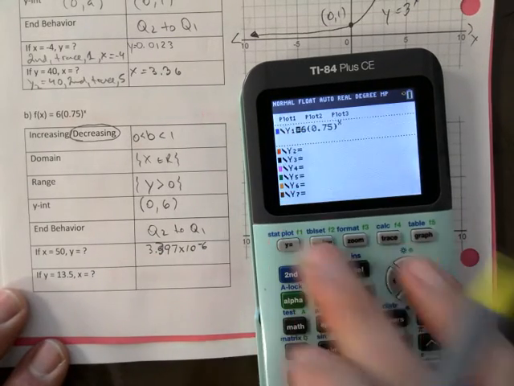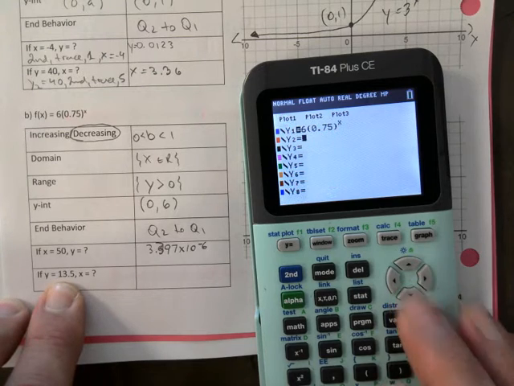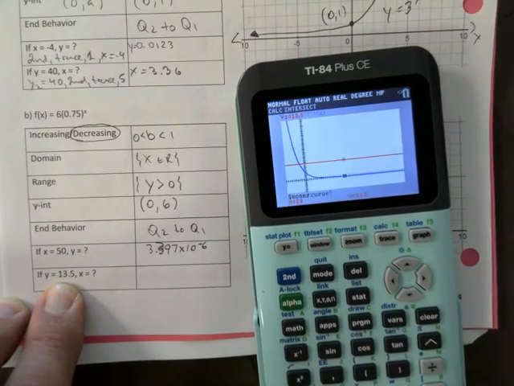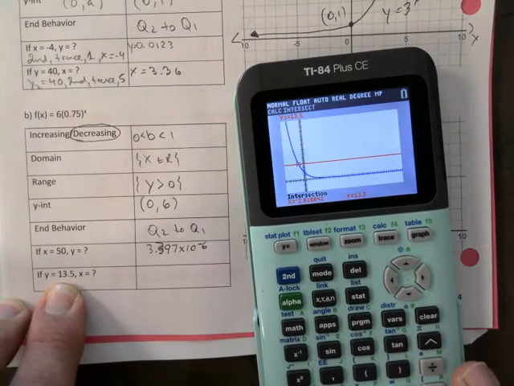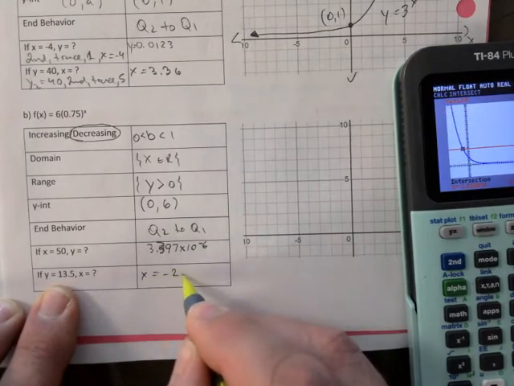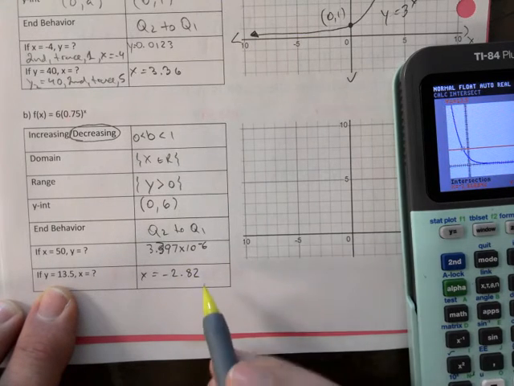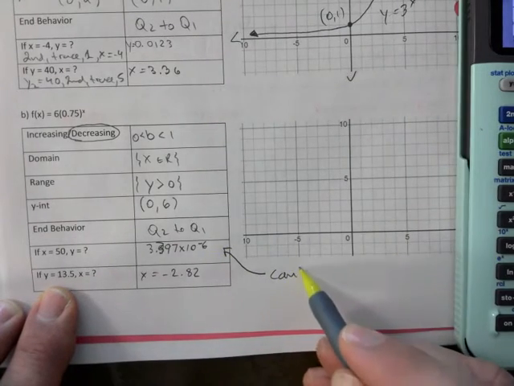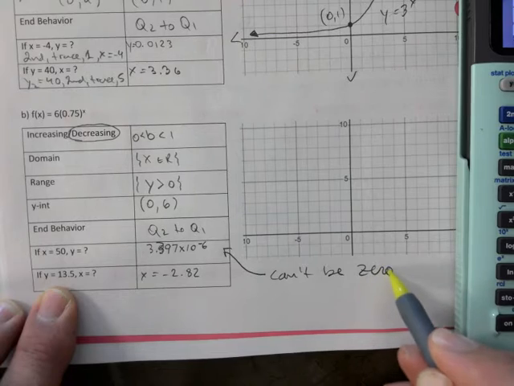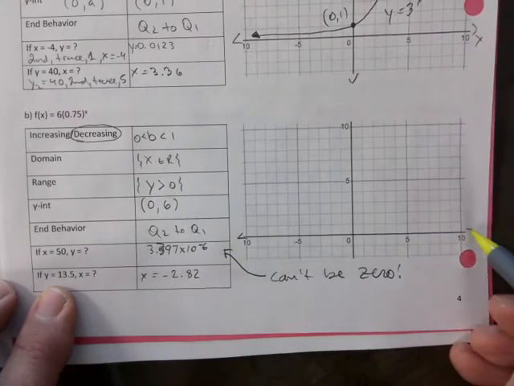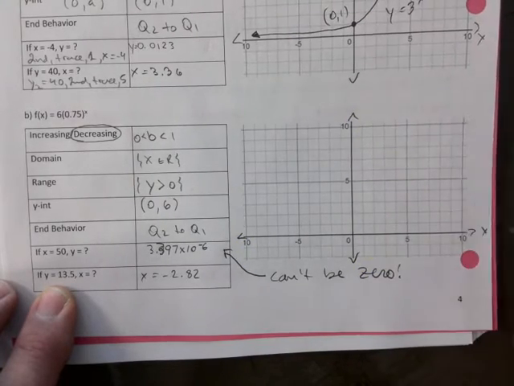But anyway, the next point here, if y is equal to 13.5, you hit that, and then you figure out the x value, and that is negative 2.82. The x value is negative 2.82 here. I will make an arrow here saying can't be 0, okay? Because it never touches. So here's our graph. Go ahead. Good luck.